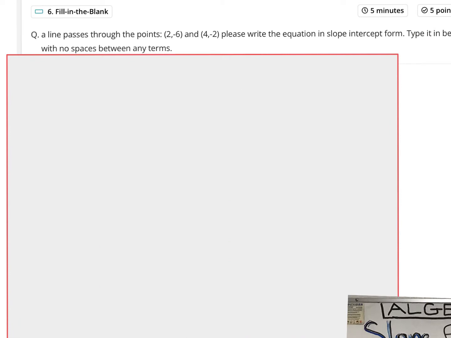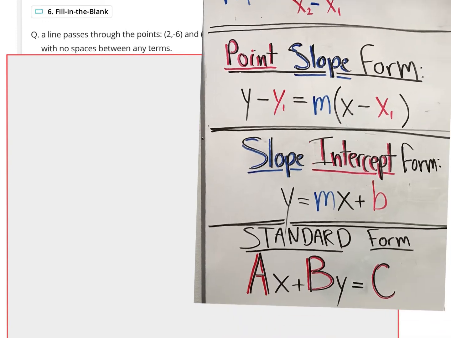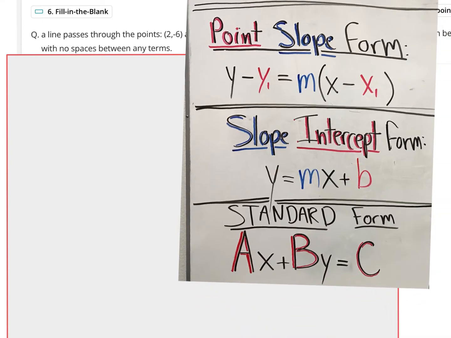This next question is very similar to the previous. It says a line passes through these 2 points. Please write the equation in slope-intercept form. So of course you need to know what slope-intercept form is. It's y equals mx plus b. It's on the board.